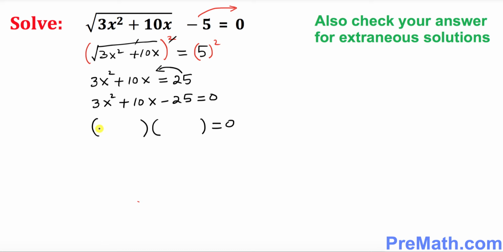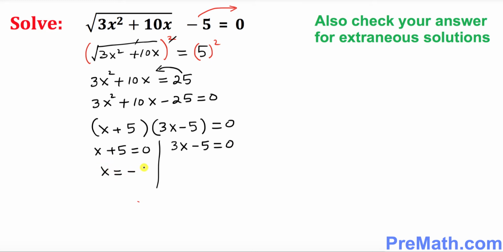Our factors are going to be, if you are careful, one of them is x plus 5, and the other one is 3x minus 5. So far so good. Now we're going to split them up. I'm going to say x plus 5 equals 0, and on this side 3x minus 5 equals 0. That means x equals -5 is one of our solutions.